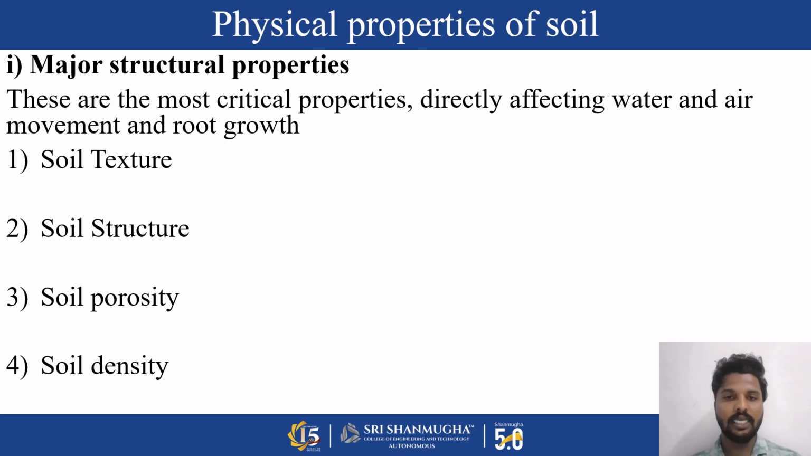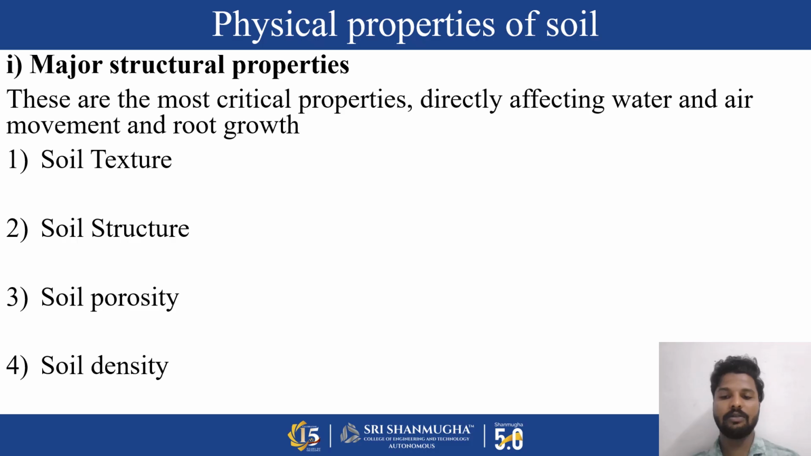Then soil porosity. This is the measure of the empty spaces, the pores within the soil. These pores are filled with either air or water, and their size and number are vital for root respiration and water storage. The next one is the soil density. This relates to how much soil matter is packed into a given volume of soil. For example, high density, that is a compacted state, can restrict root growth and reduce the porosity.